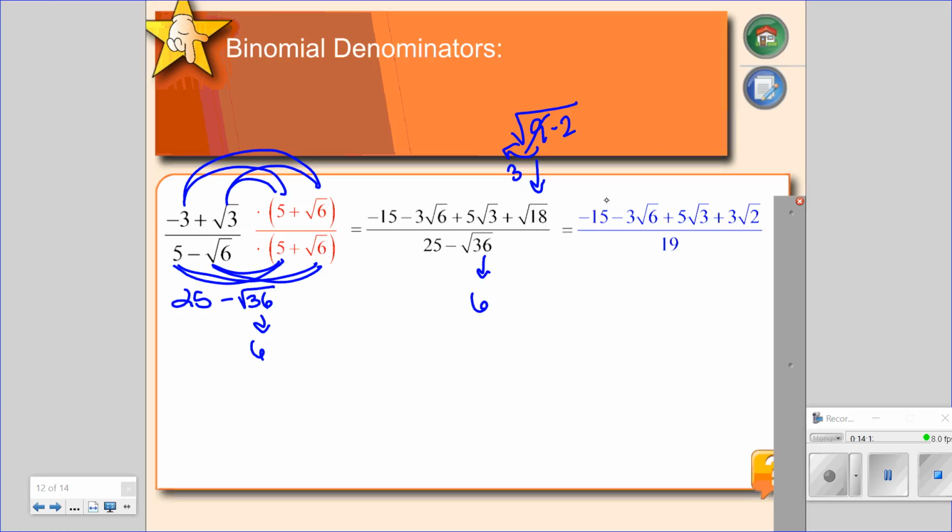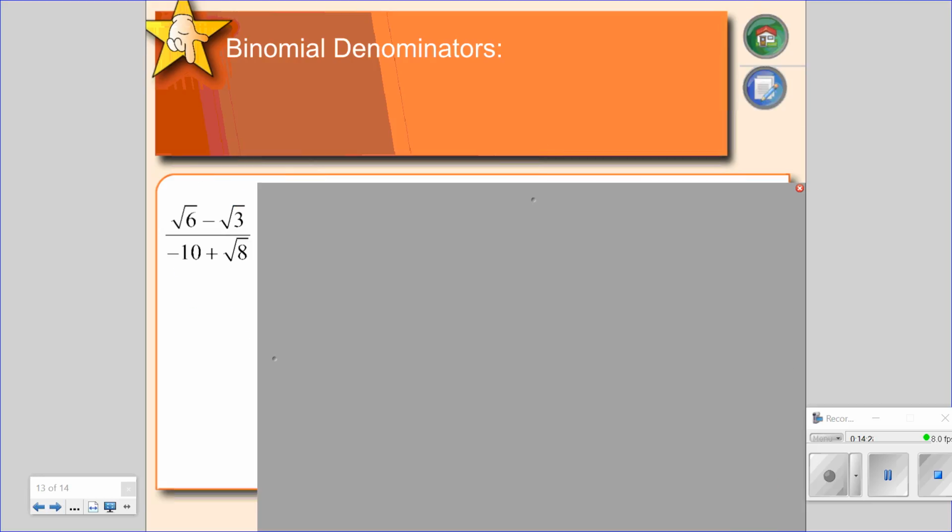Again, do check to see if every piece separated by addition and subtraction shares a common factor. So I'm looking at 15, 3, 5, 3, and 19. They do not, so we cannot simplify further. We are finished. All right, and here's our last example for this lesson. I'll let you try this one out on your own, and we'll check it together. So click pause, and when you're ready to check, click play.